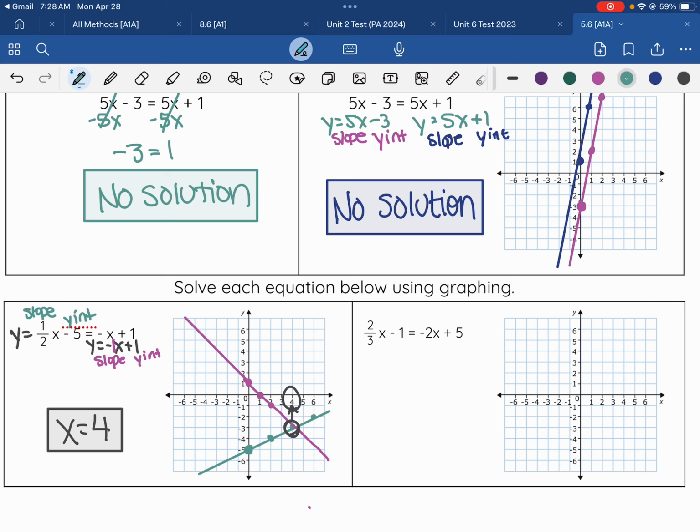All right, one last problem. y equals 2/3 x minus 1, and y equals negative 2x plus 5. On y equals 2/3 x minus 1, you have a y-intercept of negative 1. So we'll start on the y-axis at negative 1. And you have a slope of 2/3. So I'm going to count from that point up 2 over 3.